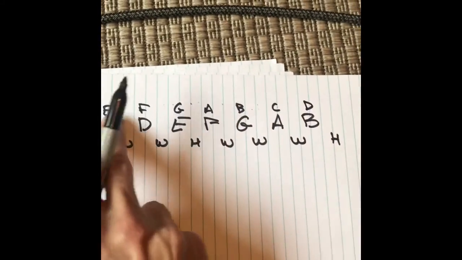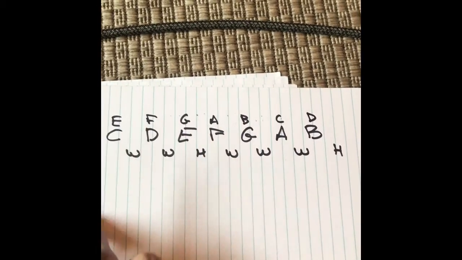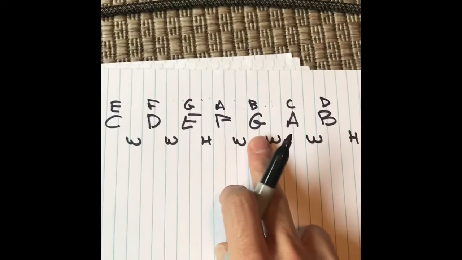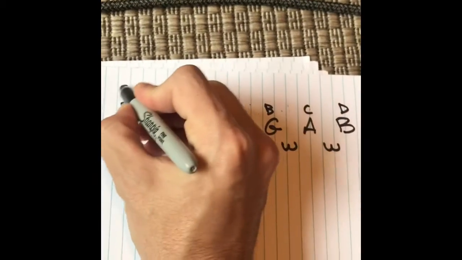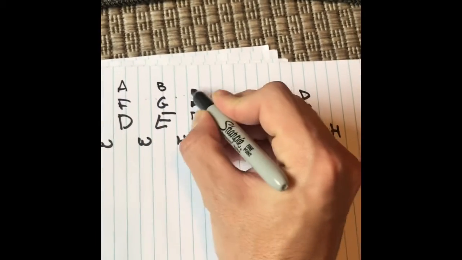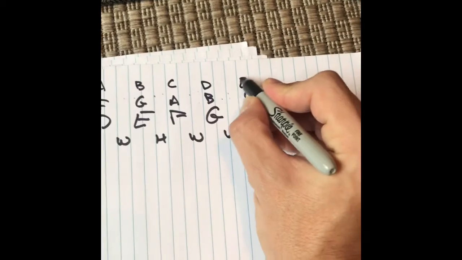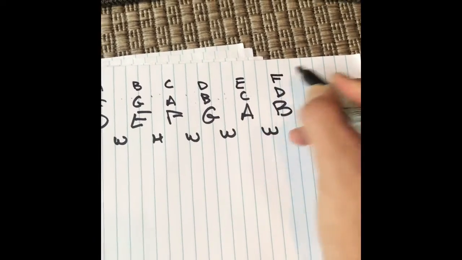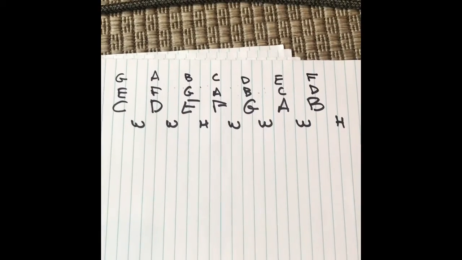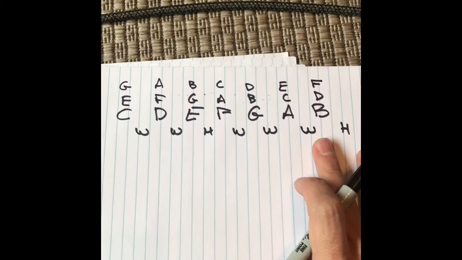And so this is going to give us the thirds of each one of these chords, right? It's a third interval up. And then we're going to do this process again, only starting on the 5th, right? So G, A, B, C, D, E, and F, right? So this gives us the 7 diatonic triads in the key of C major.